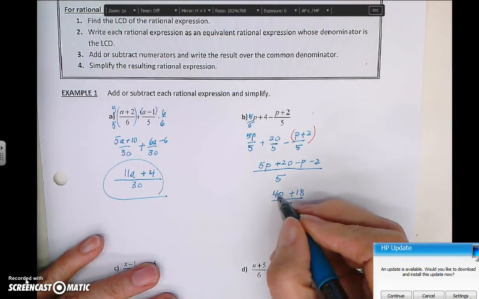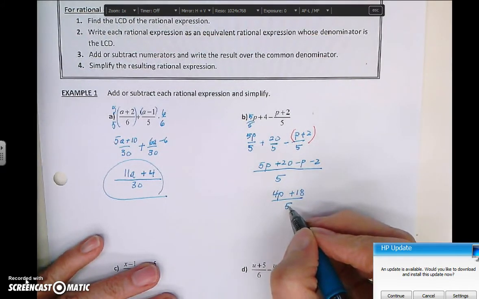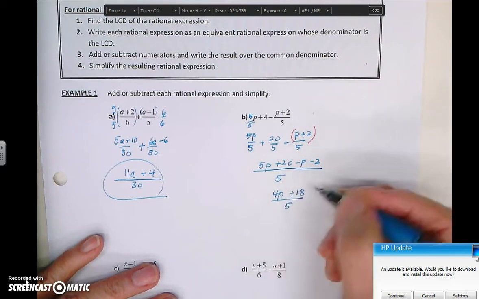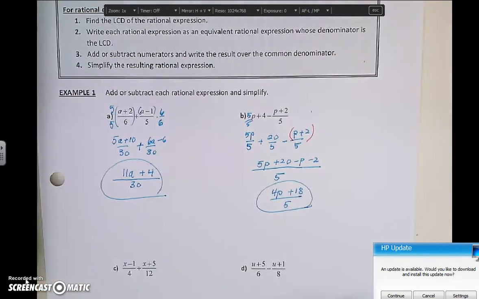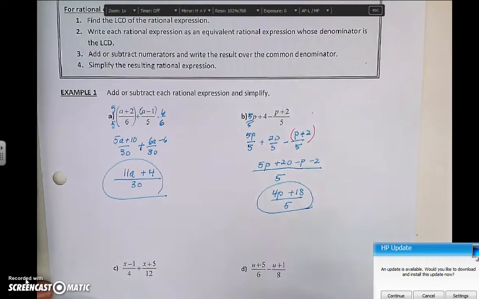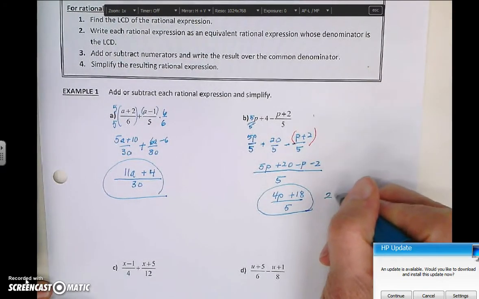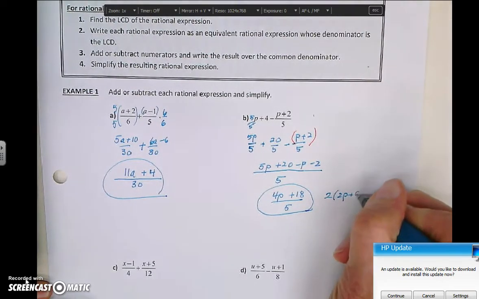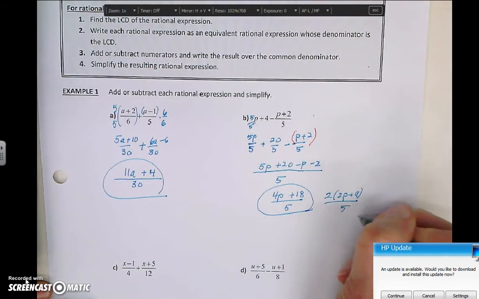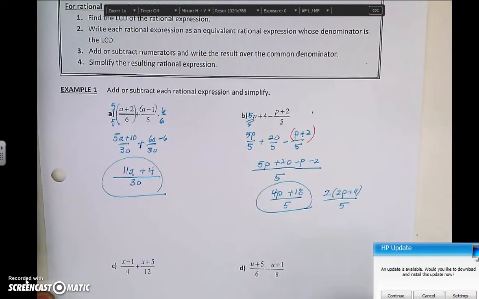I could factor out a 2, but it's not going to cancel, and I know that whatever's left over is not going to cancel, so I'm just going to circle that and leave it that way. If you were to happen to do this, this also would be an acceptable answer as well.